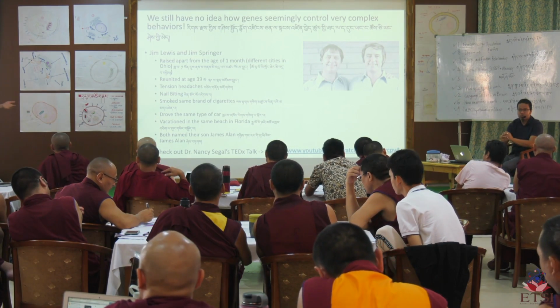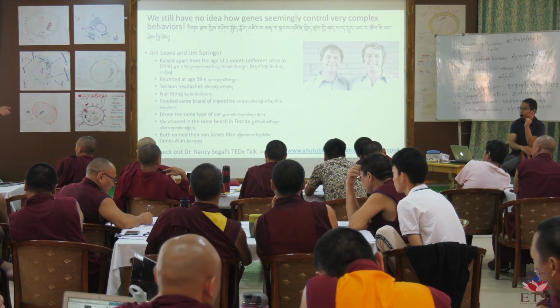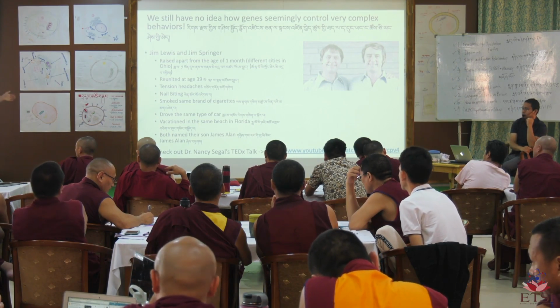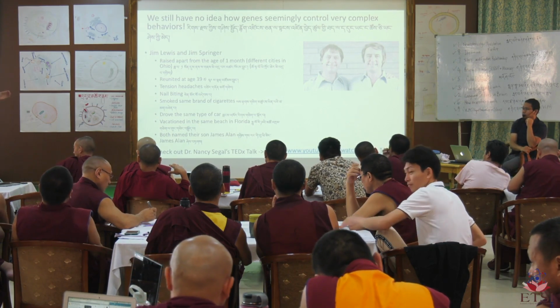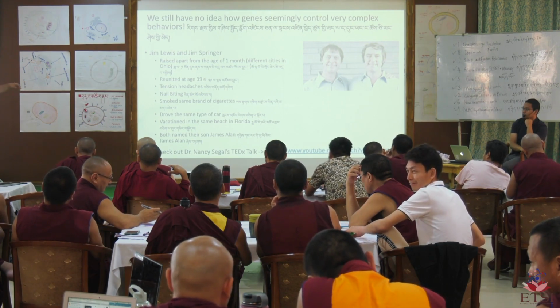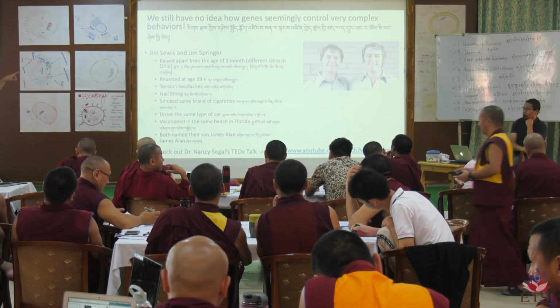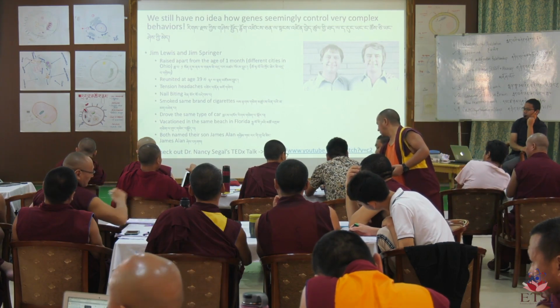Or what are some things that might be similar about the environments for these twins, even though they're in very different cities from 1 month to age 39?